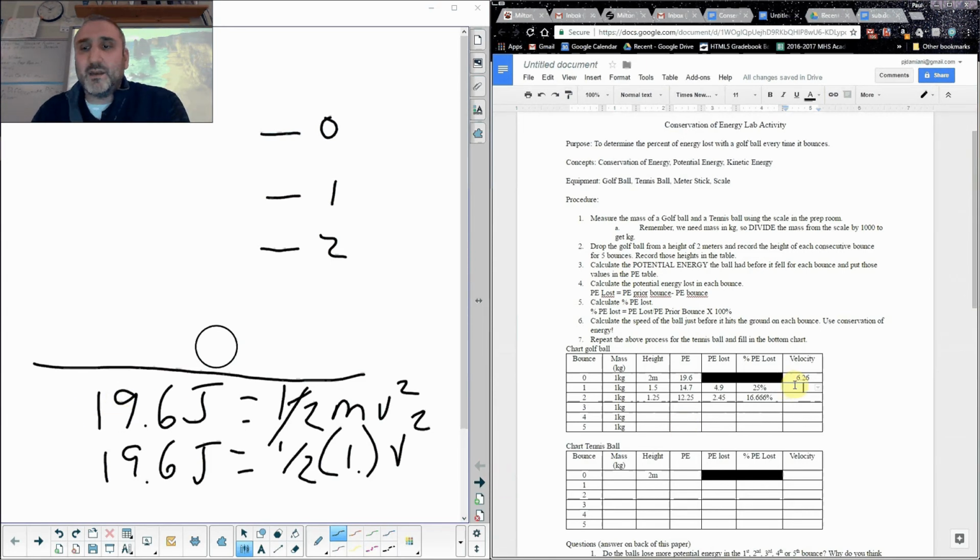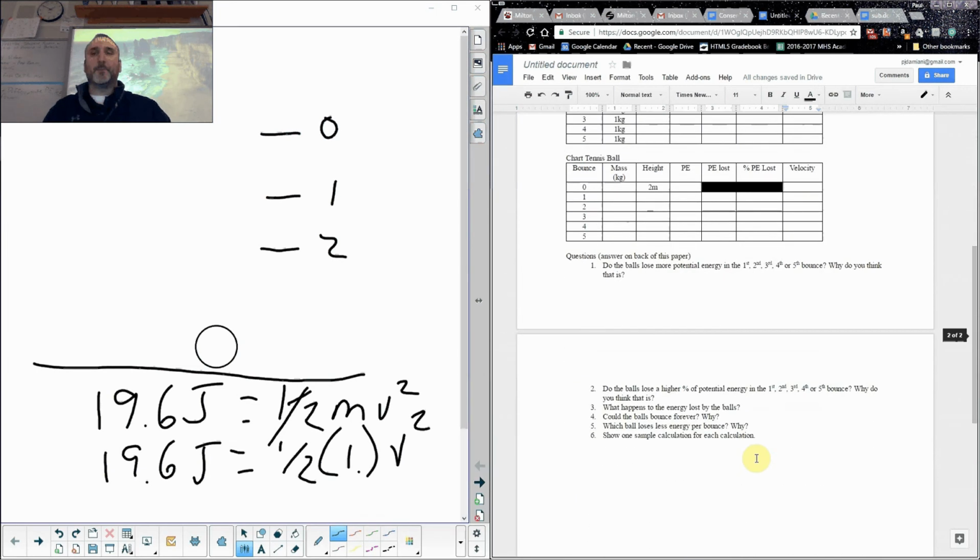So you're going to do this whole process over and over again for a golf ball. And then I've always been curious about tennis balls. So the first chart you're going to have is for the golf ball. The second chart you're going to have is for the tennis ball. And then after that, you can answer all of these questions on the back of the paper. I hope it should take a good chunk of the block period.